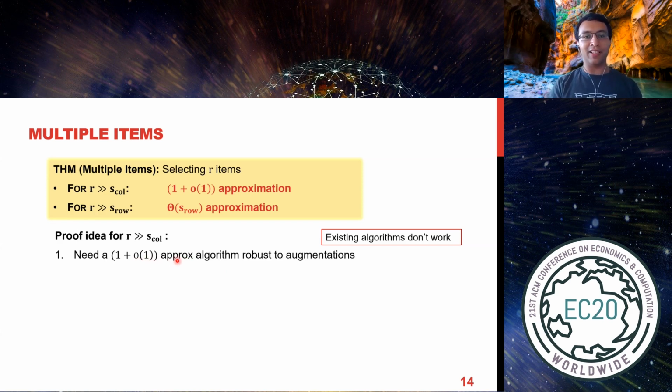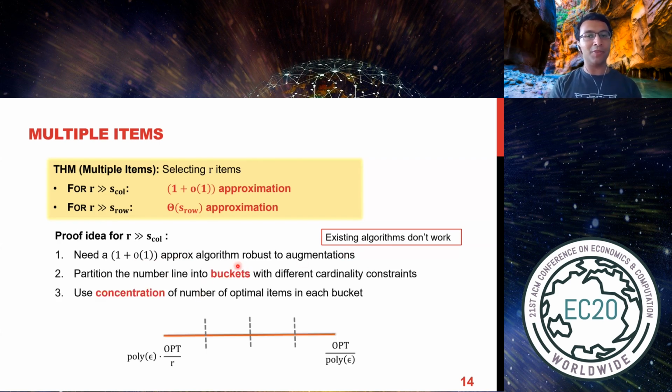Earlier we had a mean threshold algorithm. So existing algorithms don't work, but we are able to design a new algorithm which is actually robust to these noises. This is based on some concentration inequalities, where we first partition the entire number line into disjoint pieces and then apply some concentration and put some thresholds within each bucket.